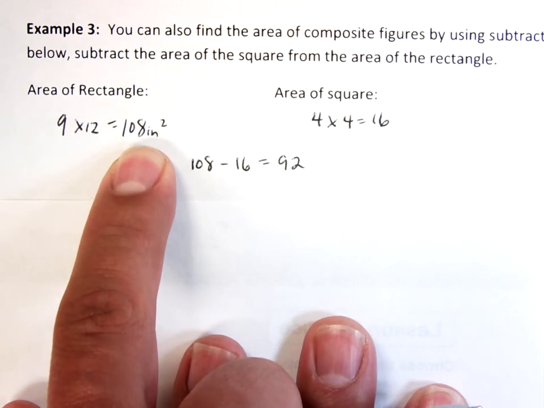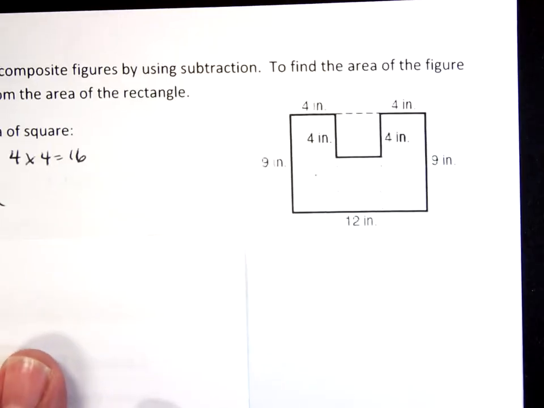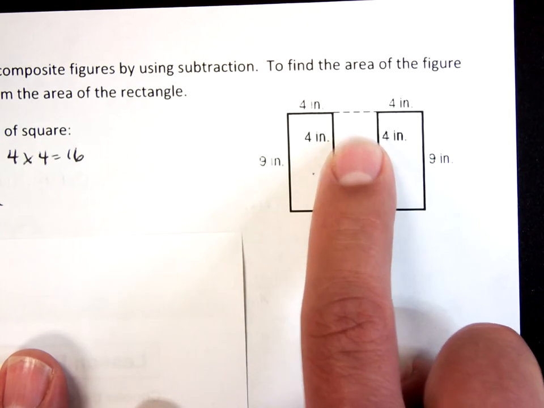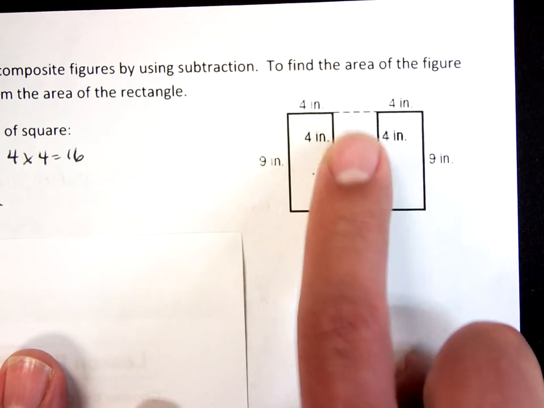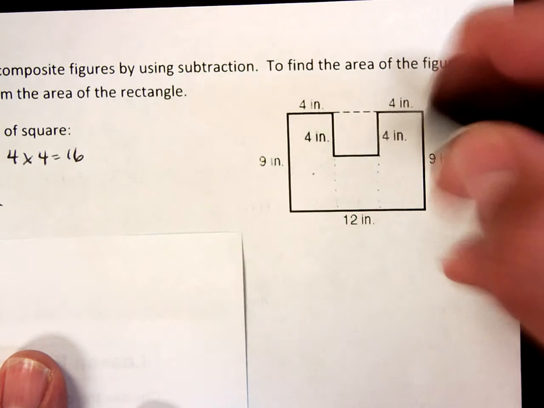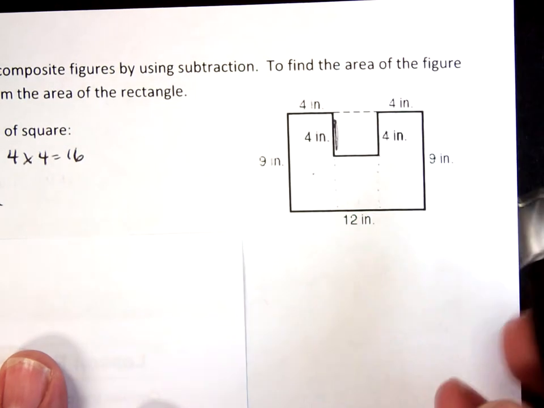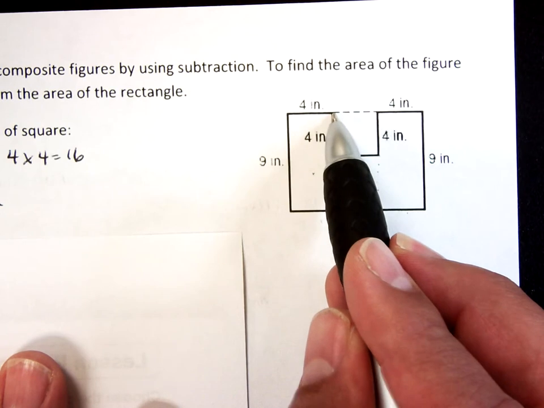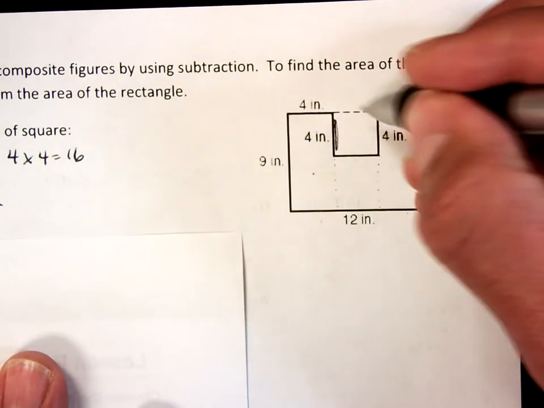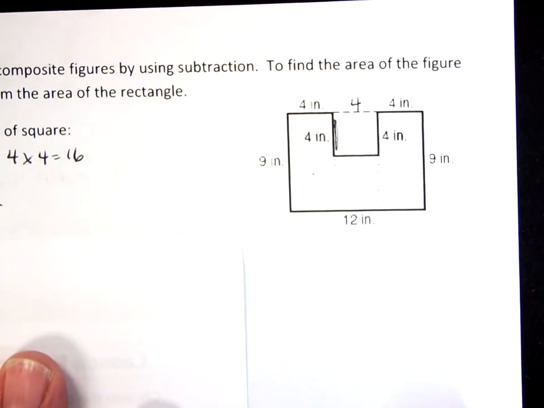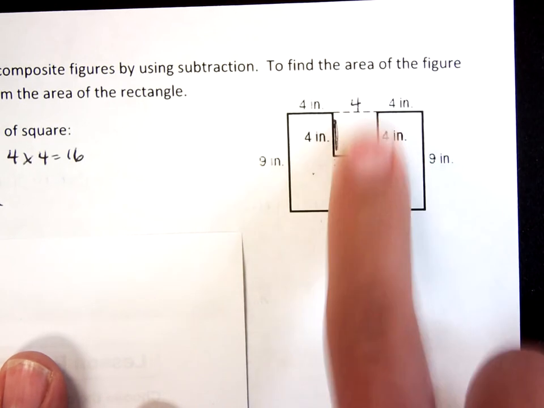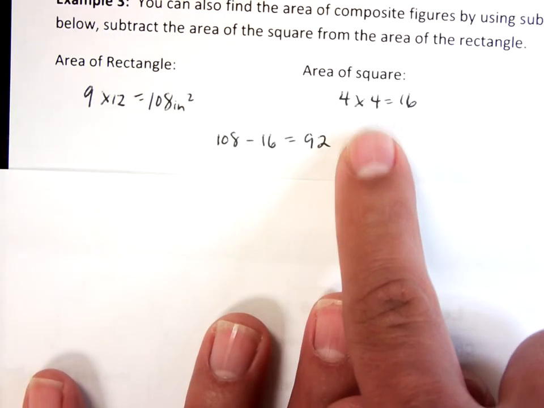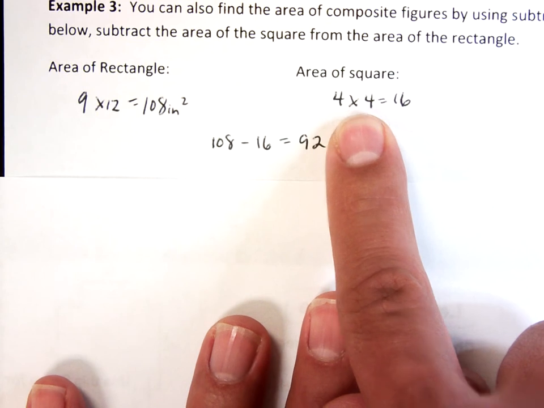But this 108 is the area of the whole thing. But I do have a hole being cut out of this piece. Well, what's the area of the hole? Well, it's 4 from here to here. It's 12 all the way across the bottom. And it's 4 from there to there, which means this must also be 4. So the area of the hole, 4 by 4, is 16.